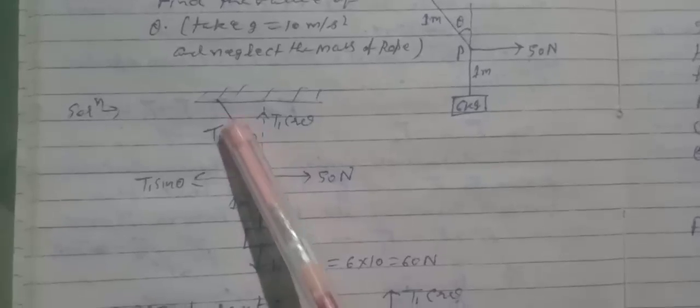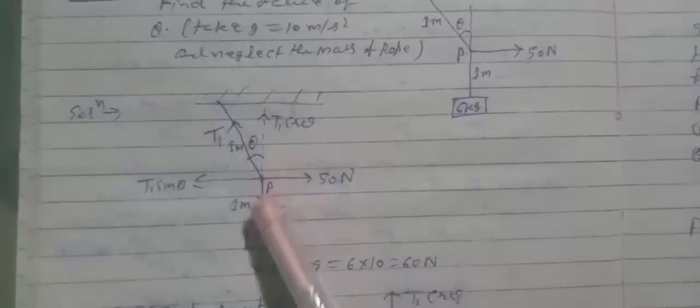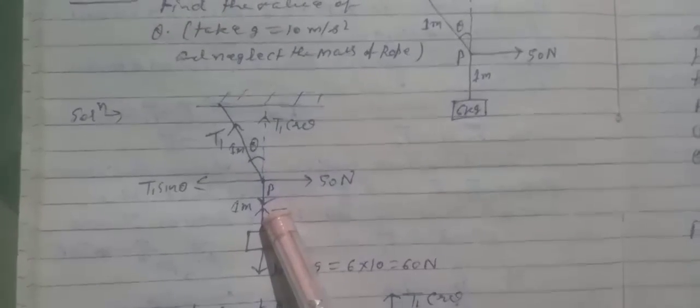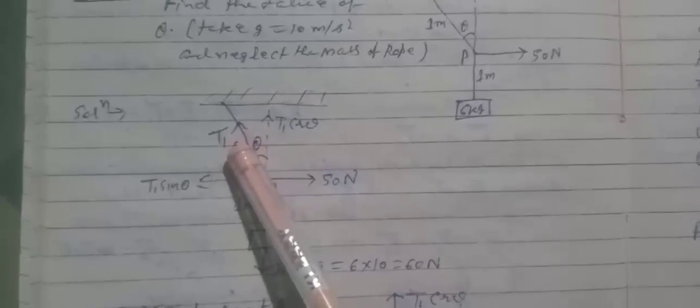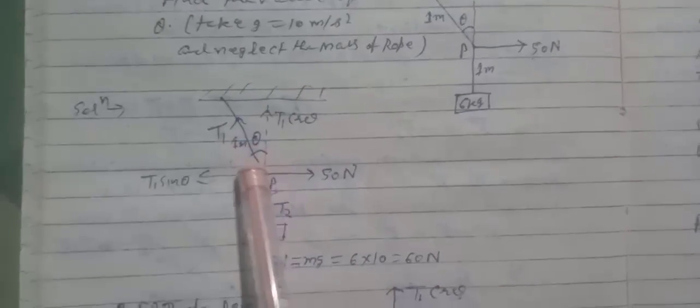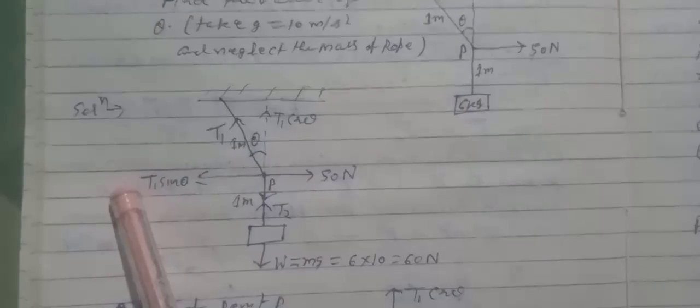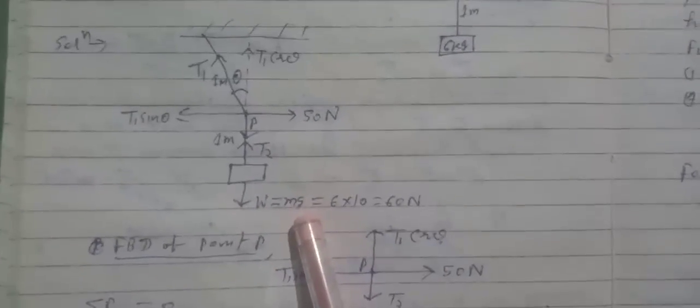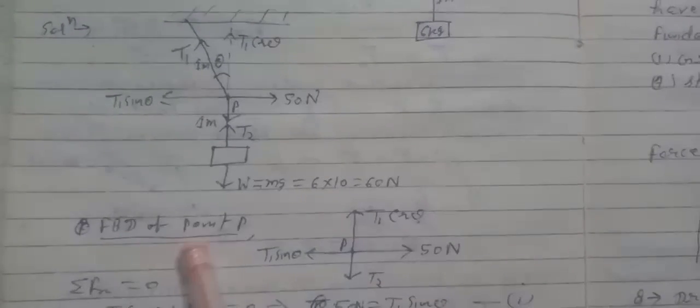T1 is acting in this direction, T2 is acting in this direction, and for the body it is acting in the downward direction. Force F is acting in this direction. Now we can decompose T1 into two components. So T1 in this direction will be T1 cos theta, and in this direction T1 sin theta. Again, for this body, T2 is acting along this direction and weight is acting along this direction. Now we have the FBD of point P.